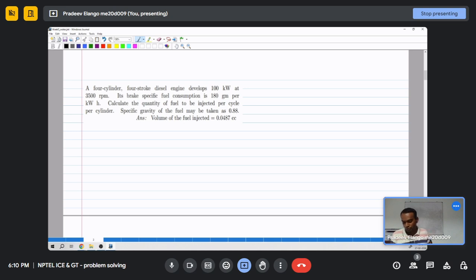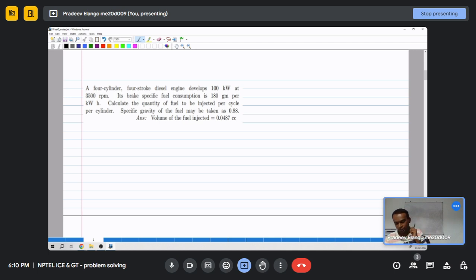Next problem. A 4-cylinder 4-stroke diesel engine develops 100 kilowatt at 3500 rpm. Its brake specific fuel consumption is 180 gram per kilowatt hour. Calculate the quantity of fuel to be injected per cycle per cylinder. Specific gravity of the fuel may be taken as 0.88. Volume of the fuel is the answer.